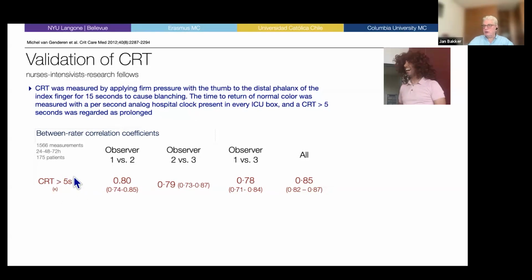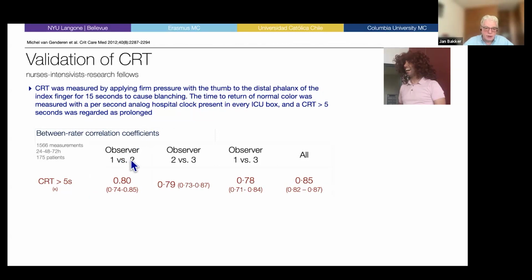And so we increased the time. In Andromeda 1 and 2, we used 3 seconds for abnormality. In this study, we used pressing the index finger for 15 seconds, and we used the clock that's basically present in any patient room, and it's an analog clock. And so it's a moving arm of the clock. So susceptible to a lot of bias.